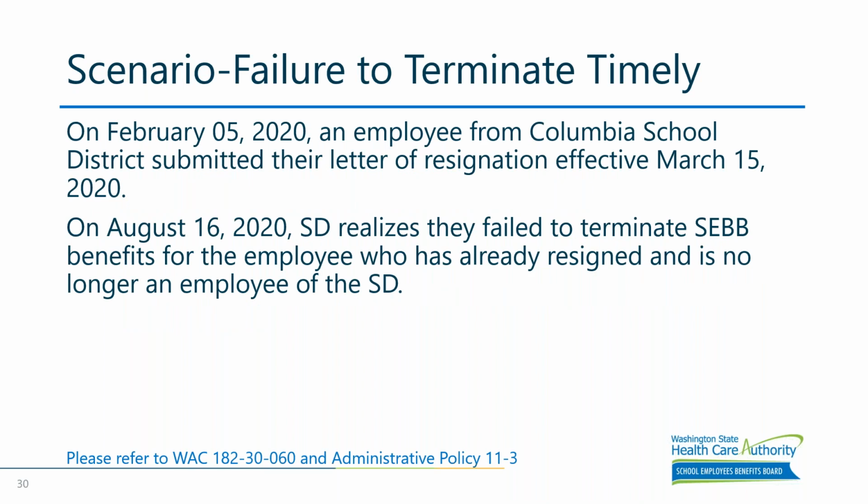Here's another scenario: failure to terminate timely. So this is an interesting one. On February 5th, an employee from Columbia School District submitted their letter of resignation effective March 15th. On August 16th, the school district realizes that they failed to terminate the SEBB benefits for this employee, who has already resigned and is no longer an employee of the school district. So they're gone. We just realized this August 16th, the employee's been in the system and should have been terminated as of March 31st.